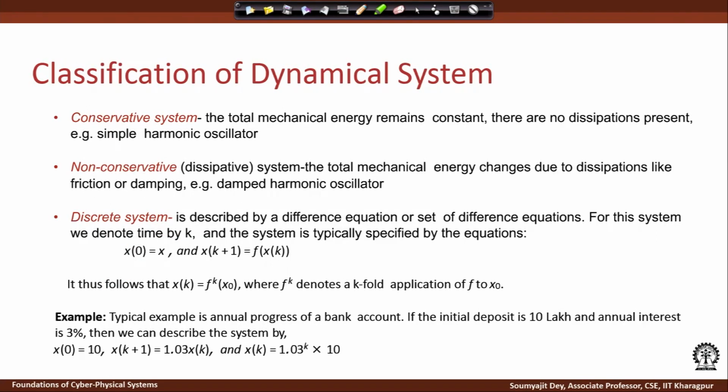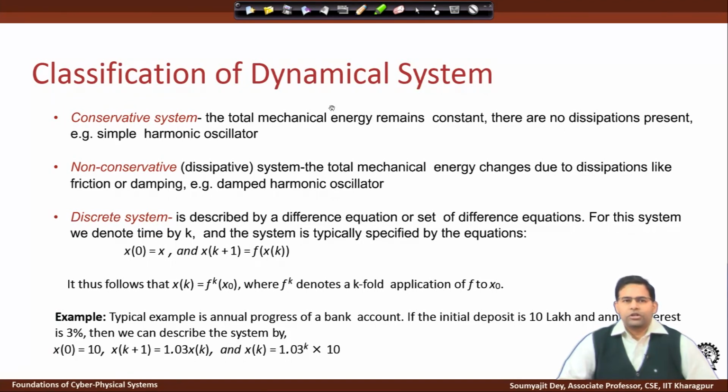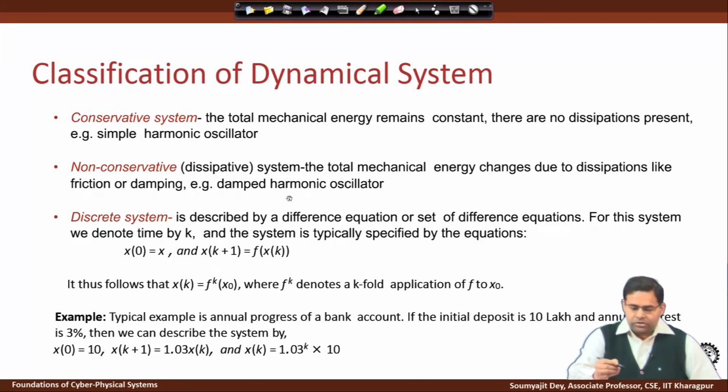So, continuing from this classification of dynamical systems, we talked about conservative and non-conservative or dissipative systems. A conservative system means the total mechanical energy is constant and there is no dissipation present, for example, a simple harmonic oscillator, right. But the more practical ones are the non-conservative systems, where the total mechanical energy will definitely change due to dissipation, due to practical things like friction and damping. For example, in real life, what you essentially have is a damped harmonic oscillator.